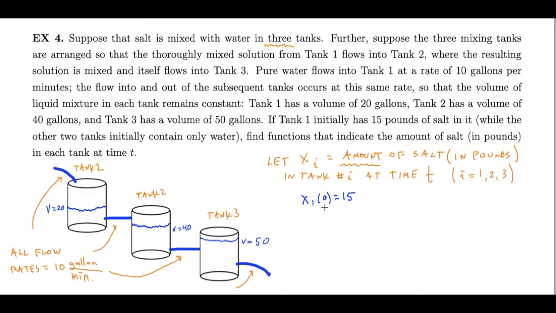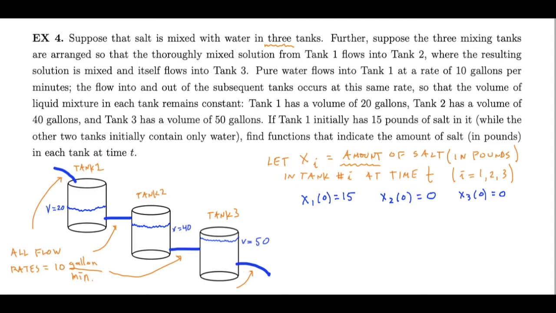I know that x1 of 0 equals 15. In the parentheses here, we're told that the other two tanks initially contain only water. That is to say, they contain no salt. So translating those into initial conditions, I know that x2 of 0 equals 0 because that's the amount of salt in the tank at time 0. And the same will be true for x3 for the third tank, since it also starts out with 0 salt at time 0.